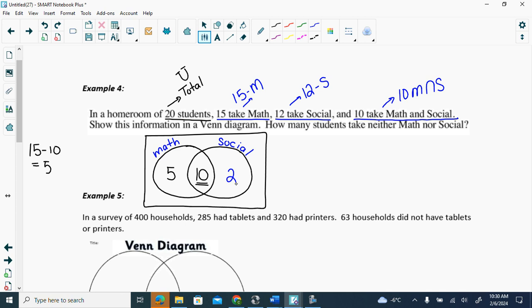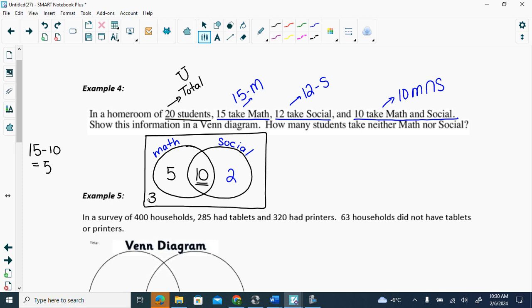Because they could ask that question, right? How many kids have claimed to fame that they're taking social or math? Which is the snowman. 17. So I'm done? No, what do I have to remember? Yeah, there's 20 students. So how many are taking neither of those? 3. More often than not, people forget about that outside number. They forget to do it.